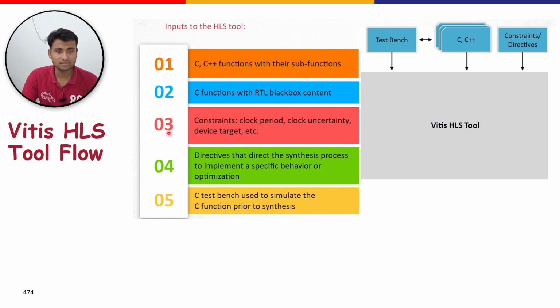You can add the C input files, directives, and constraints to a project using the Vitis HLS graphical user interface (GUI) or using the Tcl commands from the command prompt. Generally, the command prompt or Tcl commands are executed using a makefile, as we did in the lab session.